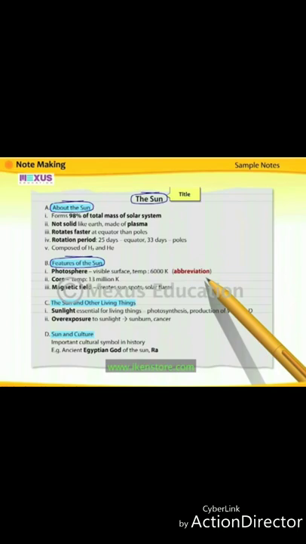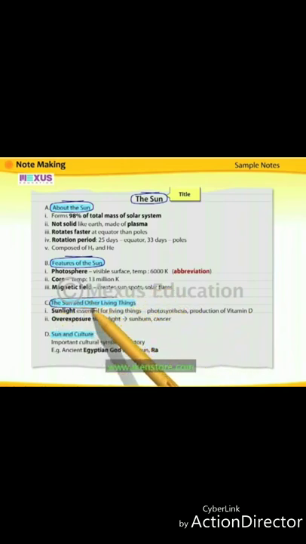Photosphere. Visible surface temperature 6000 Kelvin. Core temperature 13 million Kelvin. Magnetic field creates sunspots, solar flares. C. Sun and living things. Sunlight essential for living things, photosynthesis, production of vitamin D. Overexposure to sunlight, sunburn, cancer. D. Sun and culture. Important cultural symbol in history. For example, ancient Egyptian god of the sun, Ra.